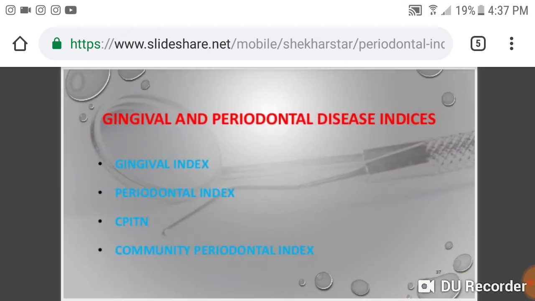Gingival and periodontal disease indices. We have the gingival index, the periodontal index, the CPITN, and the community periodontal index.